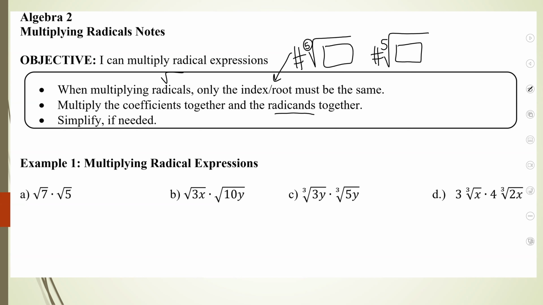So guys, problem A, do they have the same root? Yep, they're both blank. That means they're both root 2. So we're just going to multiply them together. It's 35. This one, do they have the same root? As long as they have the same root, we can multiply them. So 3 times 10 is 30, and then x, y, you just multiply them together.